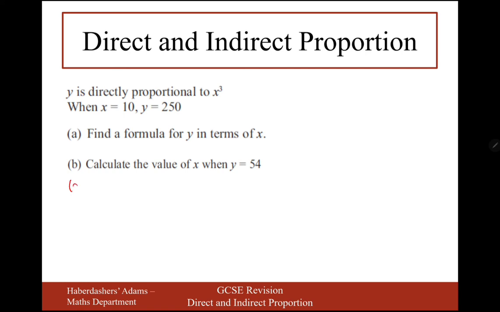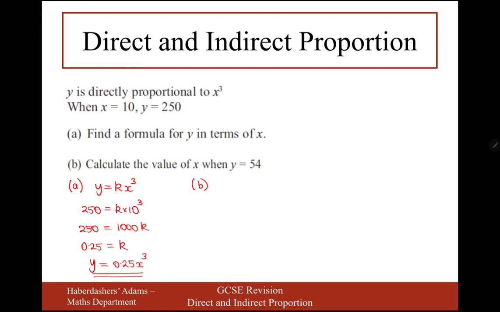Okay, let's have a go at this question here then. So y is directly proportional to the cube of x. So y equals k x cubed. Substitute in the values. So 250 equals k times 10 cubed. 10 cubed is 1,000. So 1,000k. Divide the thousand onto the other side and you get 0.25. So therefore the formula is y equals 0.25 x cubed. Lovely.